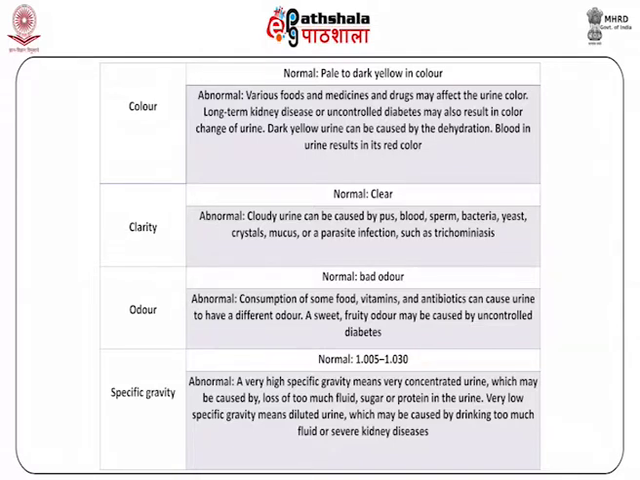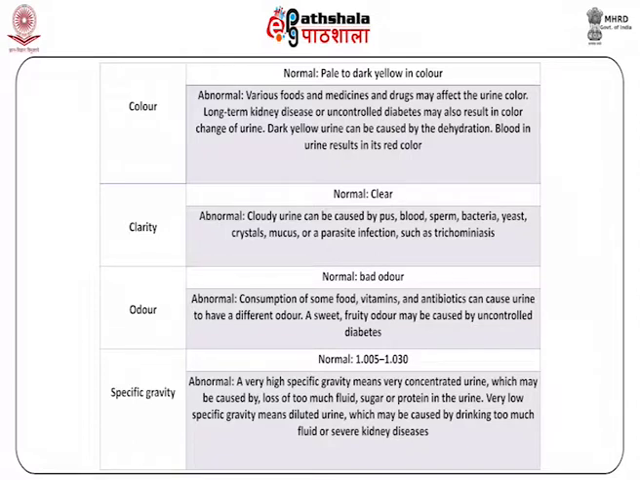Next comes the specific gravity. In case of normal urine, it is 1.005 to 1.030, and in abnormal cases, a very high specific gravity means very concentrated urine, which may be caused by loss of too much liquid, or sugar or protein in the urine.